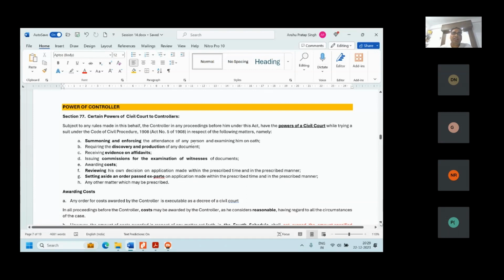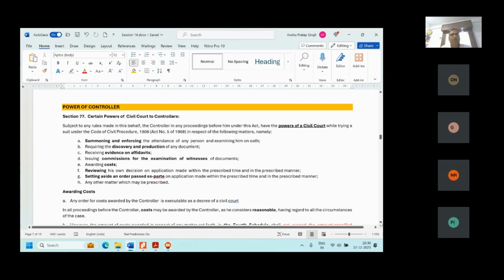They can also receive evidence on affidavit. They can also issue commissions for examination of witnesses or of documents. They can also award cost. They can review their own decision on an application made within the prescribed time and in the prescribed manner. They can set aside any order passed ex parte on an application made within the prescribed time and in the prescribed manner, or any other matter which may be prescribed.